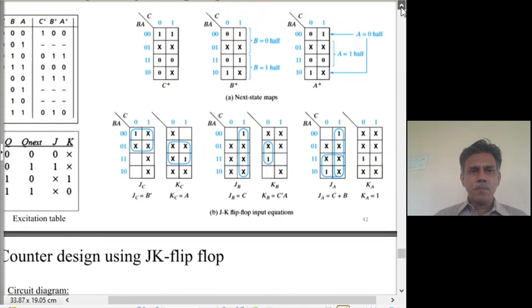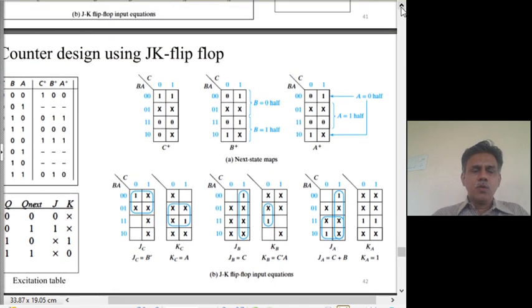Okay. Now we will do little more things. We will do one more level of reducing the work in arriving at the equations for J's and K's of A, B, C's. What we have done is we have removed the need for tabulating JBs. We only had the basic K maps for the next state A plus, B plus, C plus. Now still we had all 6 K maps for J's and K's of ABCs.